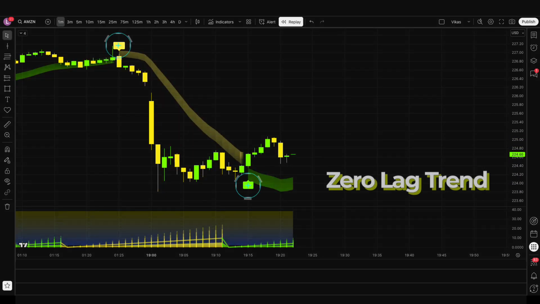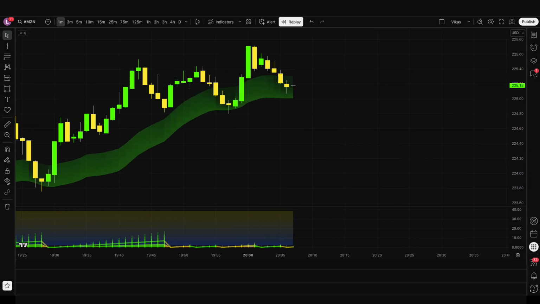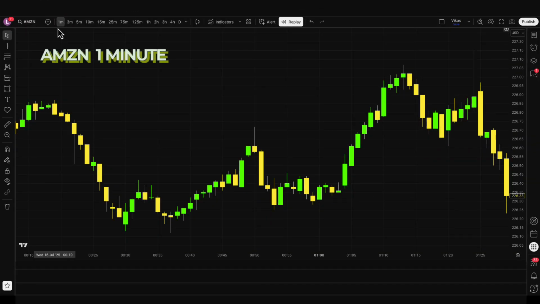The buy and sell arrow indicator we see in the chart is called the zero lag trend indicator. Let us now understand the trading setup. We open the Amazon 1-minute chart. This strategy works well on the 1-minute time frame, as this strategy is unique as no one has ever told you about it before.